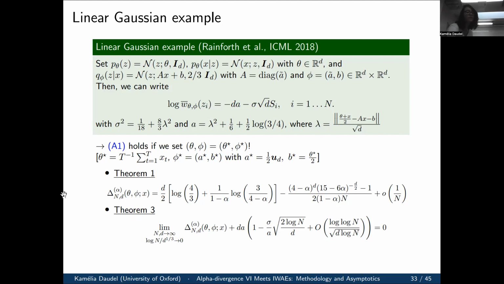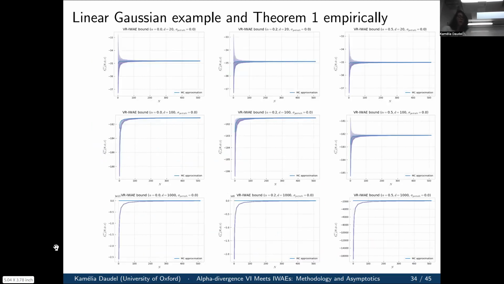Okay, so this means that you have two competing approaches. One approach is Theorem 1. In that case, you can compute things in a tractable manner and observe that you have an exponential in d sort of behavior. And you've got Theorem 3, which is the approximation that we were saying is for high dimensional settings. Okay, so here are the plots. Dimension 20, 100, 1000, alpha equals 0, 0.2, and 0.5.